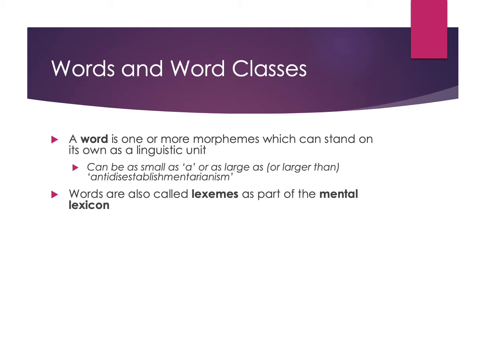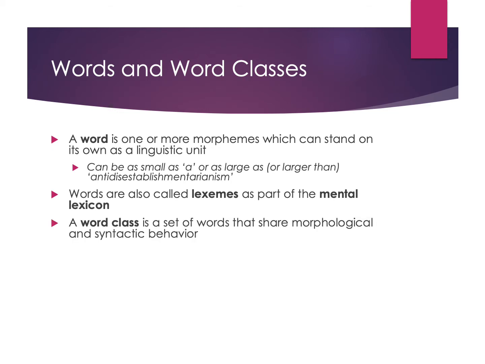And what we'll be looking at when we are starting to put words together and think about what relationships words have with each other, what similarities they have, we'll be looking at word classes. And so this is a set of words that share morphological and syntactic behavior. This is why this is sort of a link between the two different areas.